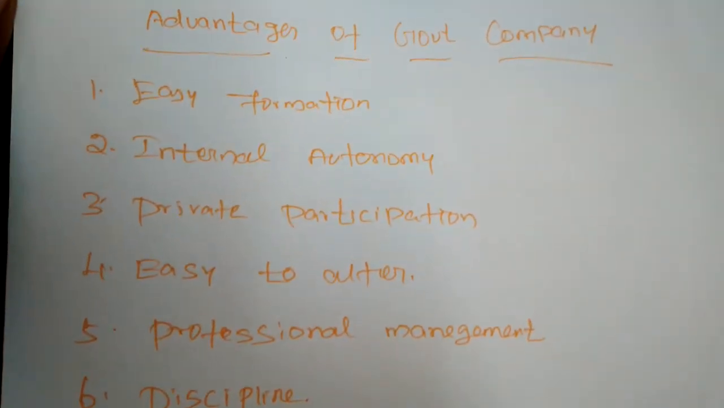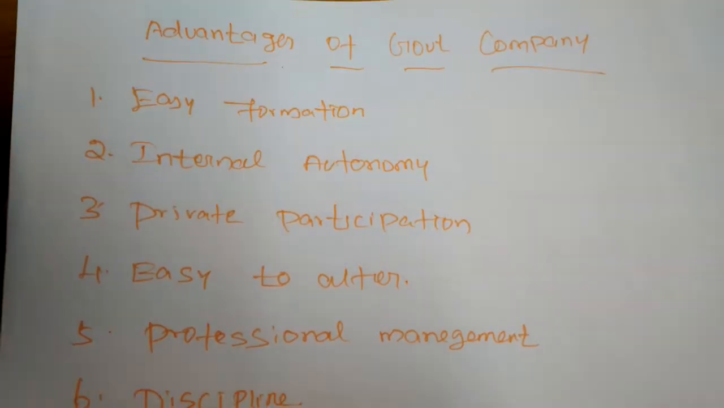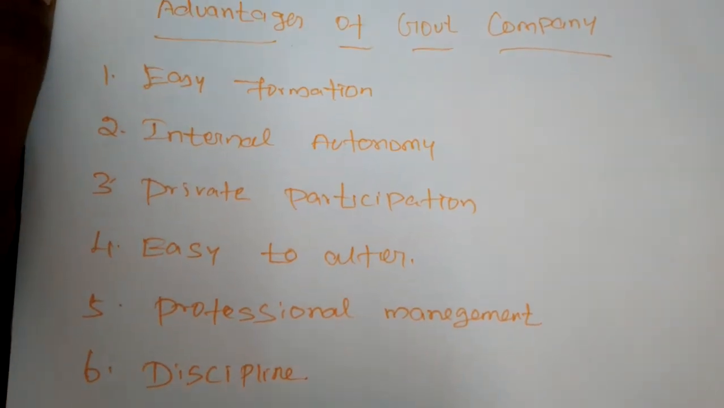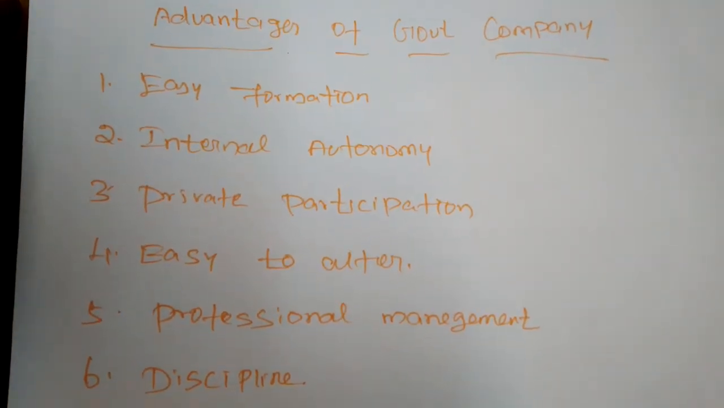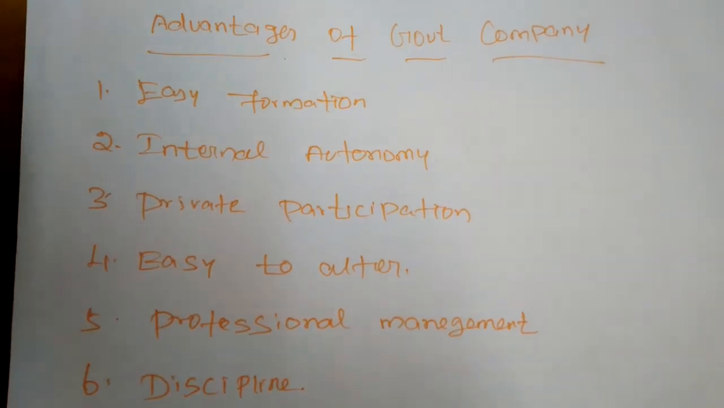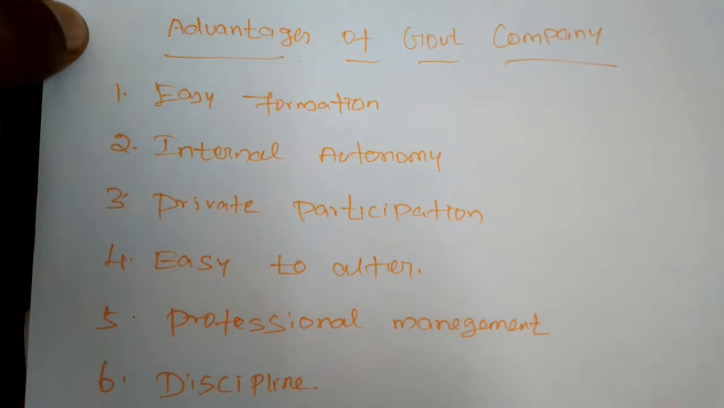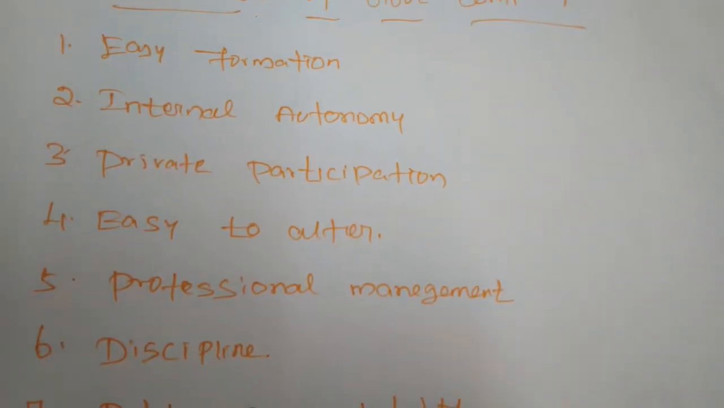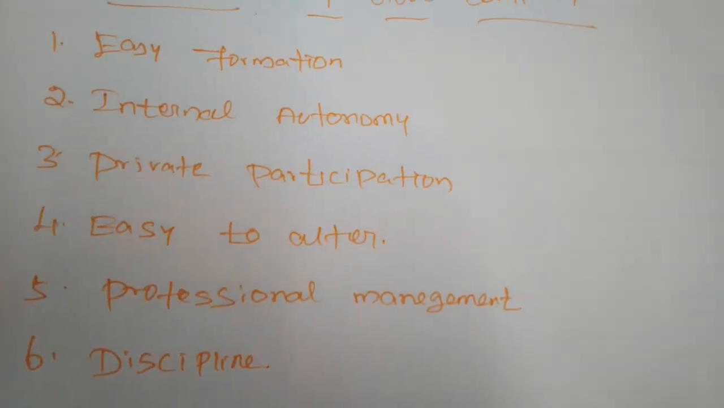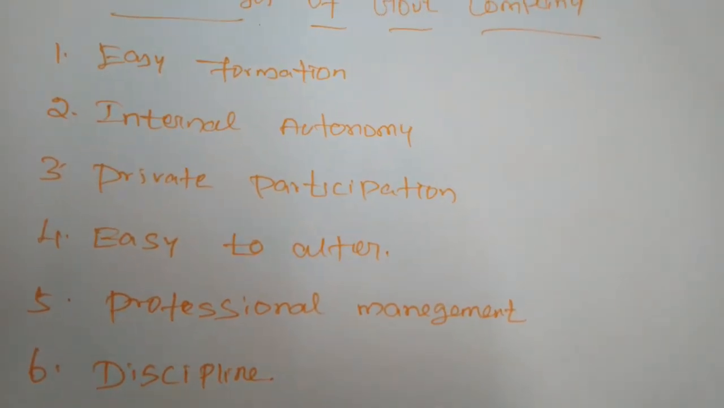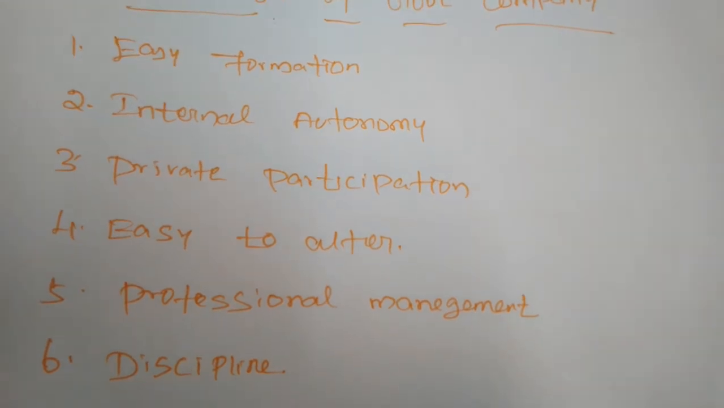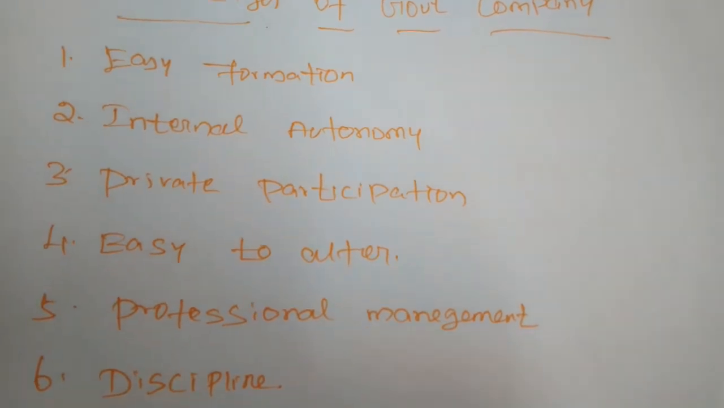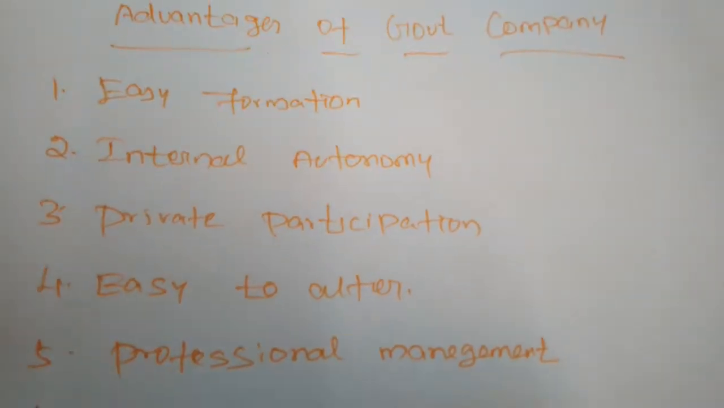When we have the government company, what are the advantages? First one is easy formation. If the government wants to establish any company, it is very easy to form. A government company can be easily formed under the Companies Act just by an executive decision of the government. There is no need to enact or pass any act to establish it. If the government just decides to establish a government company on the basis of the demand of the nation, that is enough. So it is very easy.